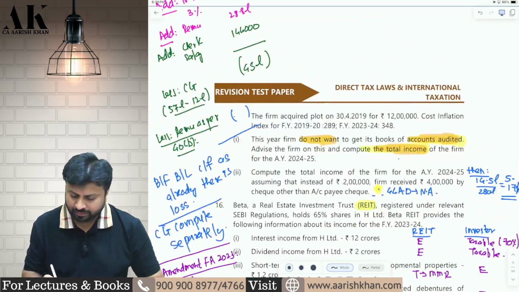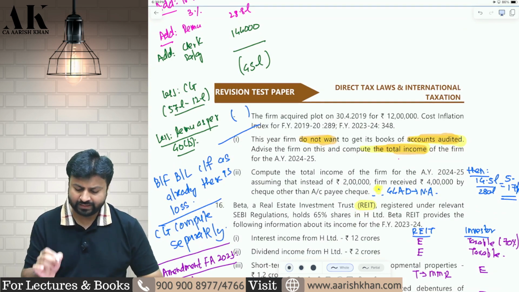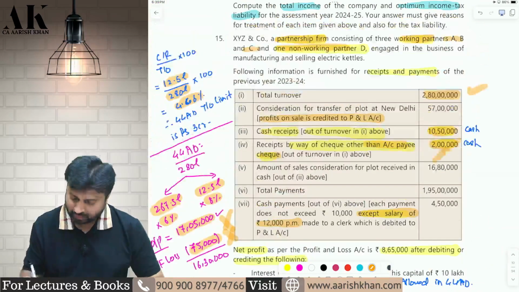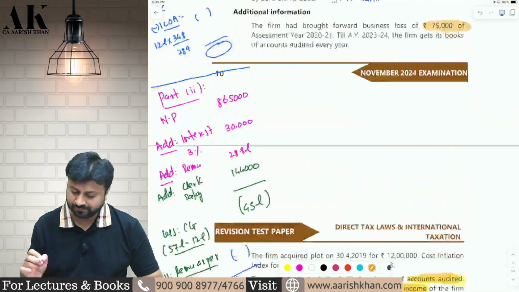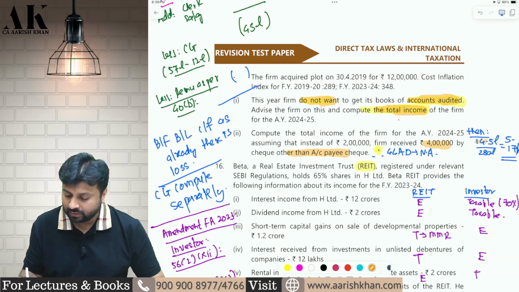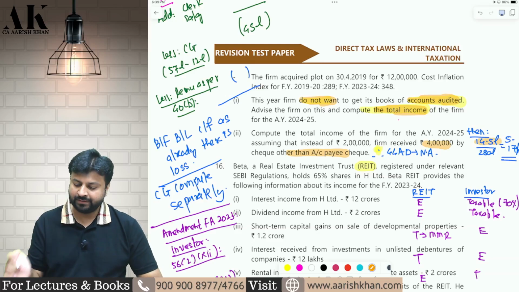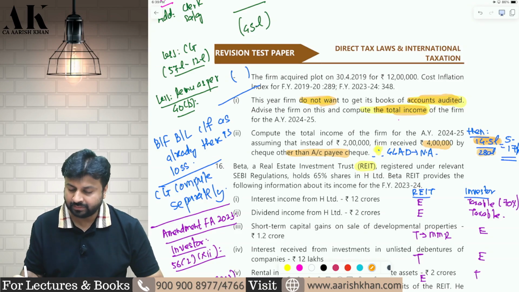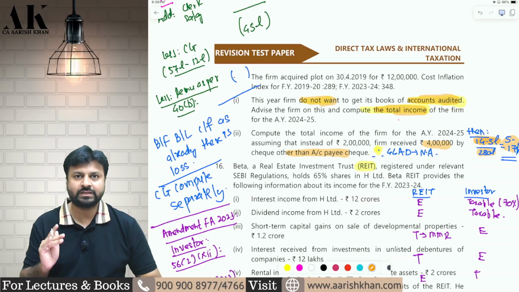Second part: compute the total income for the AY 24-25, assuming that instead of 2 lakh rupees, the firm received 4 lakh by other than account payee cheque. Now suppose this is not 2 lakhs, this is 4 lakhs, then how will things change? The things will change drastically. In the numerator, instead of 12.5 lakhs, it will be 14.5 lakhs. So the numerator is 14.5 lakh, the denominator is 280 lakhs, therefore the answer will come to 5.17%.